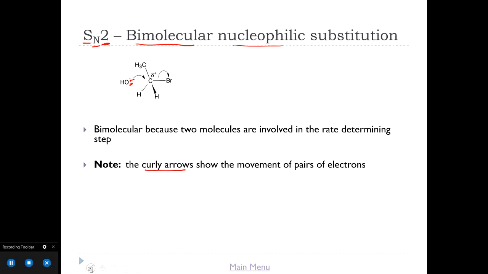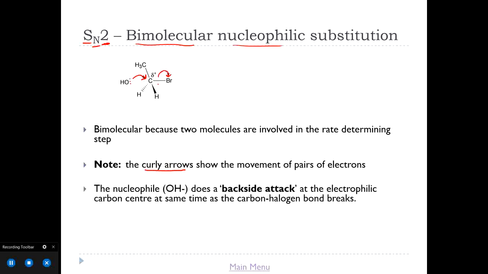I'm going to fix that pair of electrons there, make that a little better. There we go. So we have our pair of electrons. The hydroxide, being negative, is attracted to the positive carbon. So what happens is this pair of electrons attacks the carbon, forming a bond between the carbon and the oxygen. Now, carbon can only have 4 bonds. So as this one is attacking, the halogen bond is leaving. So this bond is breaking, and the bromine will leave.